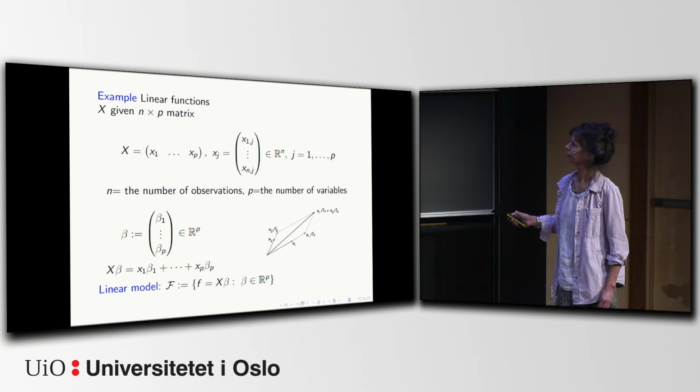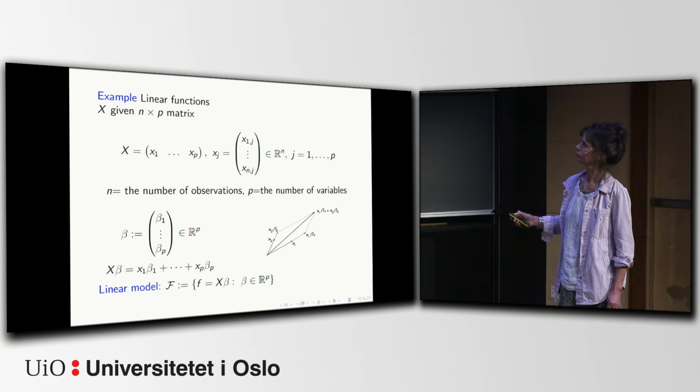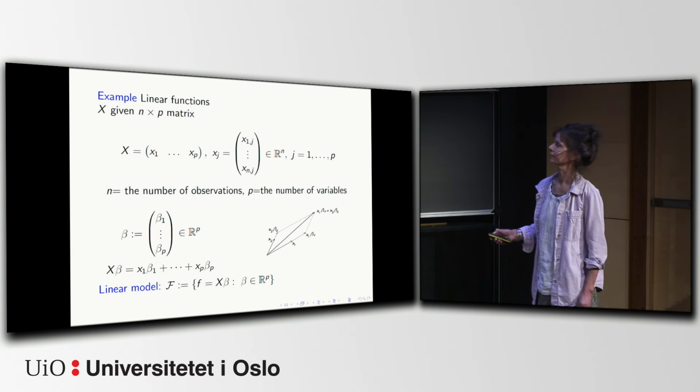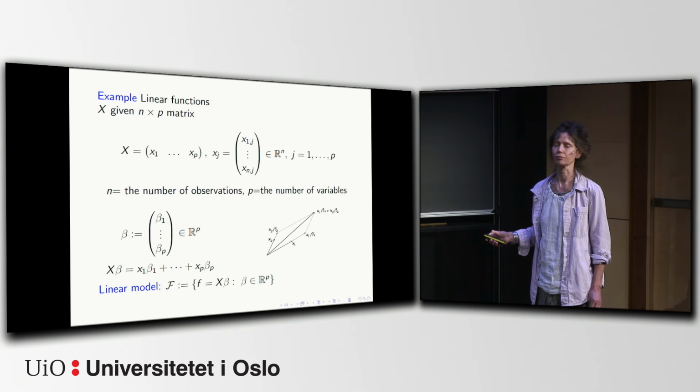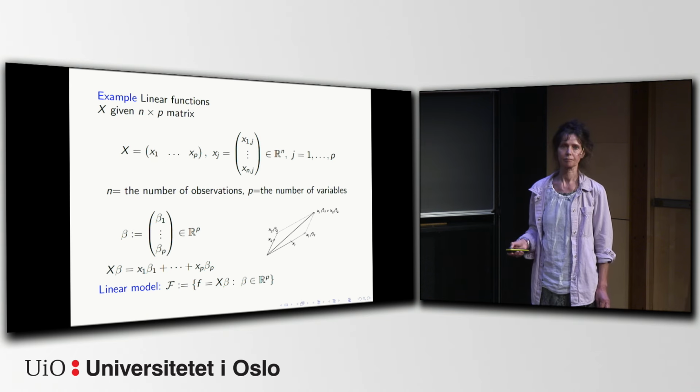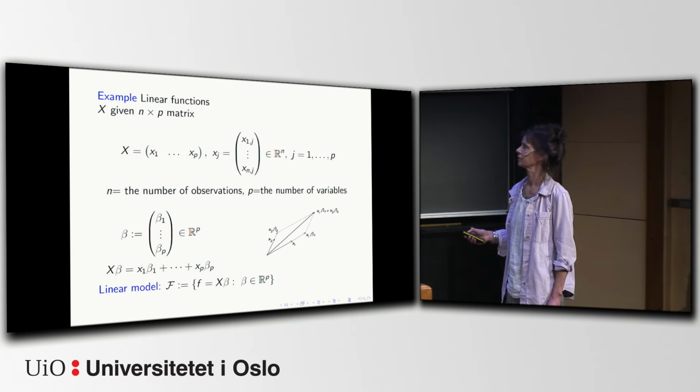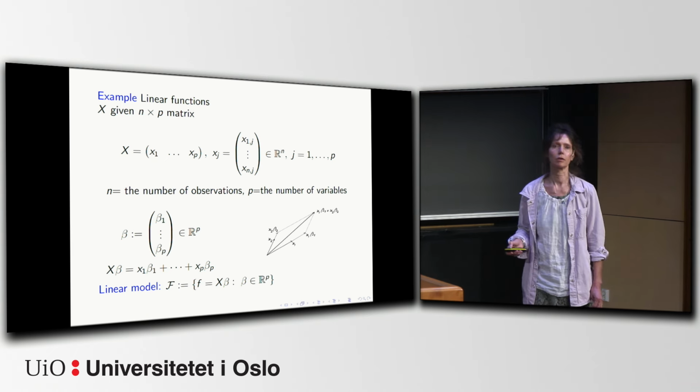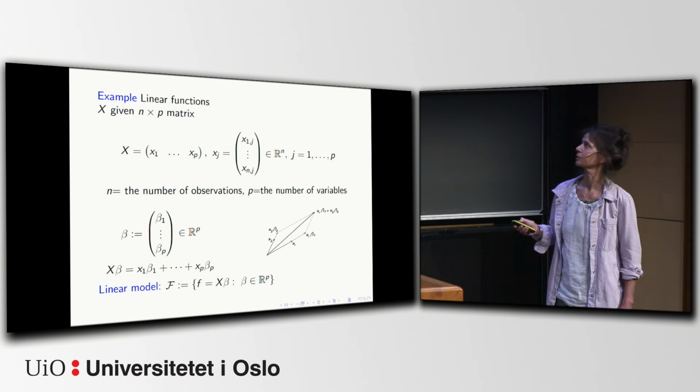So here it is. Say p equals 2. You have two vectors. You give them coefficients beta 1 and beta 2, and then you take the sum, and that's then X beta. Okay? And the linear model says that my regression function is such a linear function, where beta, the coefficients, are the unknown parameters.